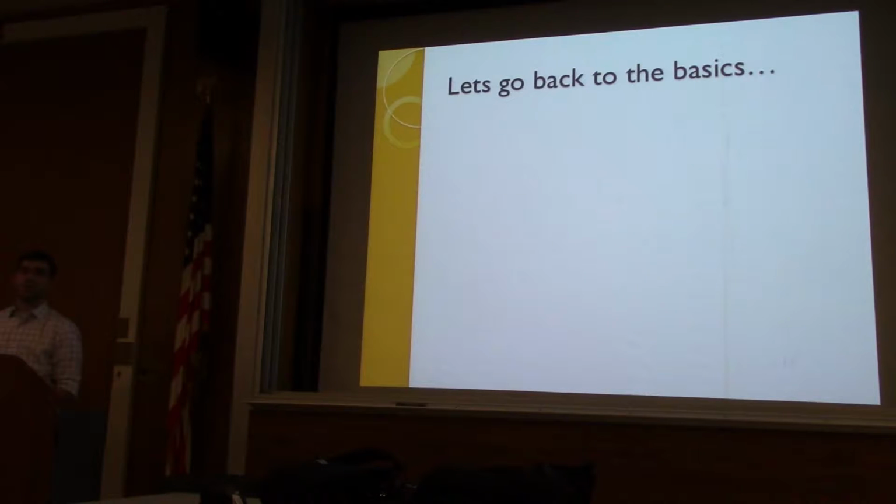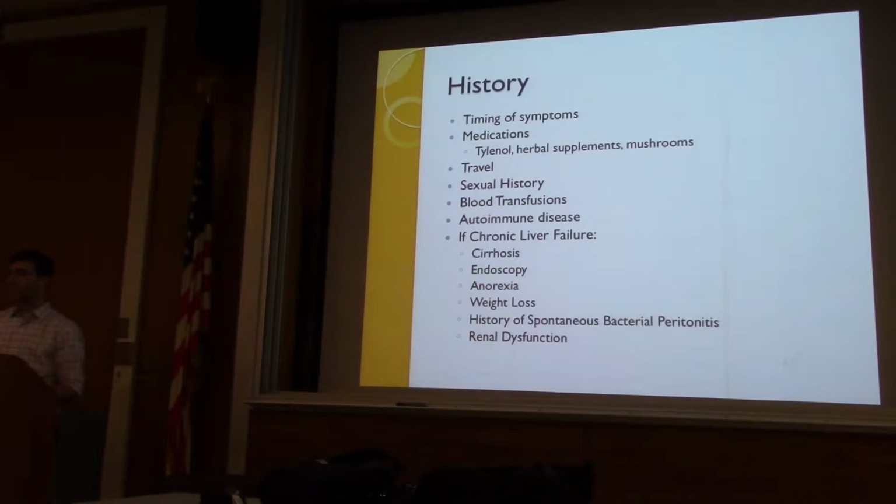So let's just go back to the basics for a second. Let's talk about the history that you can get, and then we'll talk about the physical. You can get the timing of symptoms. Is this acute? Is this chronic? Obviously, that'll tell you right off the bat which category you're starting to fall in. And then medications such as Tylenol, herbal supplements, mushrooms. I know that was on the in-service, so I figured I'd throw it in for a little bit. I don't know if I'm allowed to talk about that, actually. Travel, sexual history, blood transfusions, autoimmune disease, chronic liver disease.